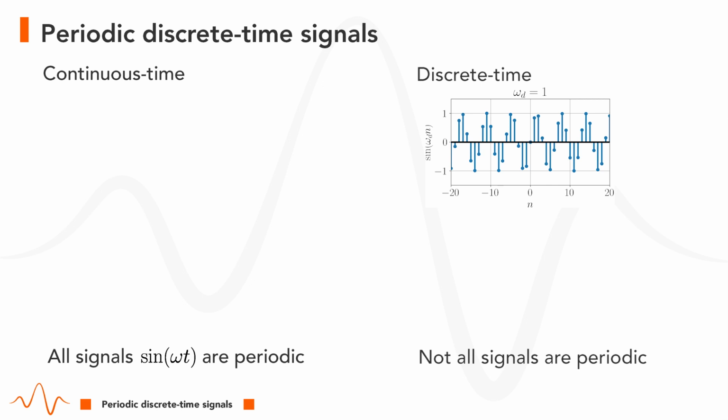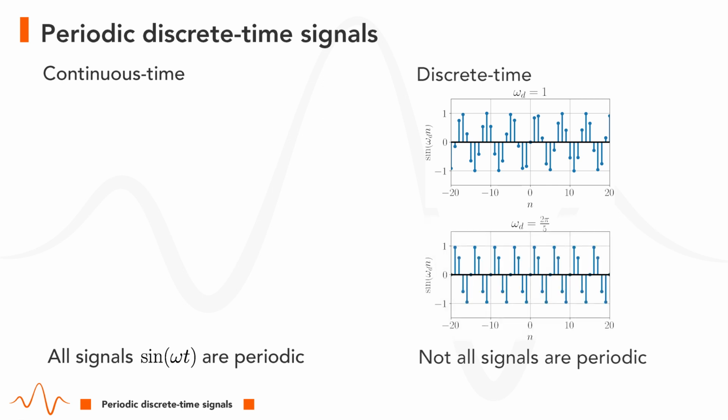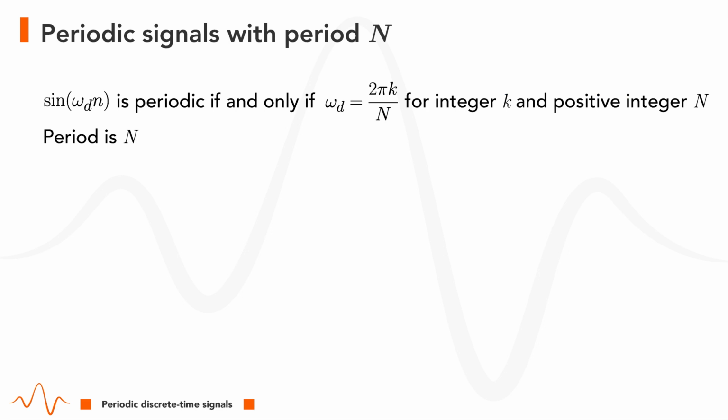If we simply pick sine of n, as shown in the top figure, we do not get a periodic signal. If we choose instead sine of 2 pi over 5 n, we get a periodic signal with a period of 5, as shown on the bottom figure. You can indeed check that this new signal repeats itself every 5 samples. We can conclude that in general, a signal taking the form sine omega_d n is periodic if and only if omega_d takes the form 2 pi k over capital N for some integer k and positive integer capital N. The period is capital N.